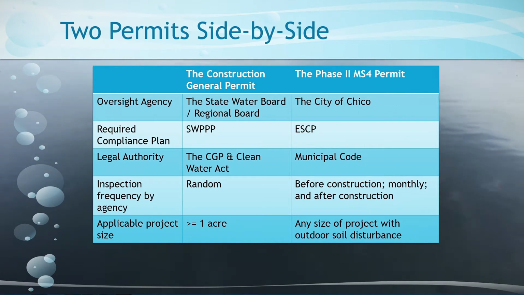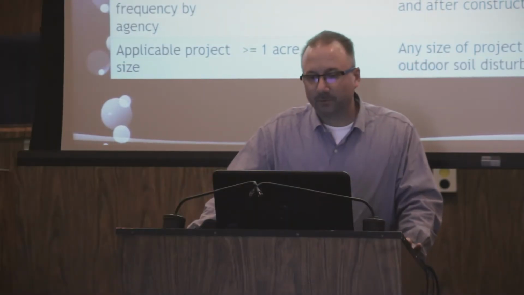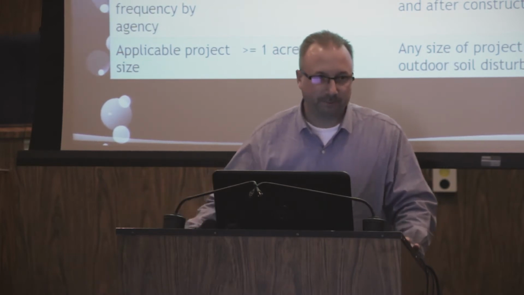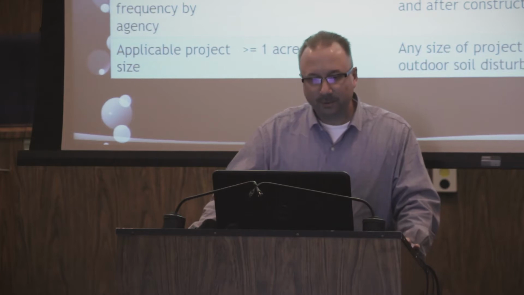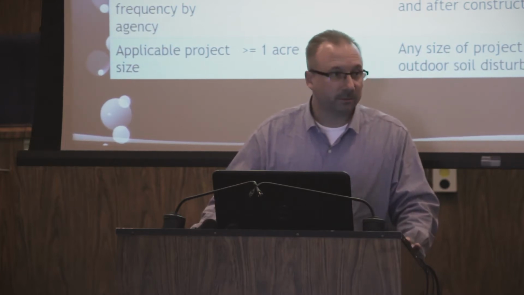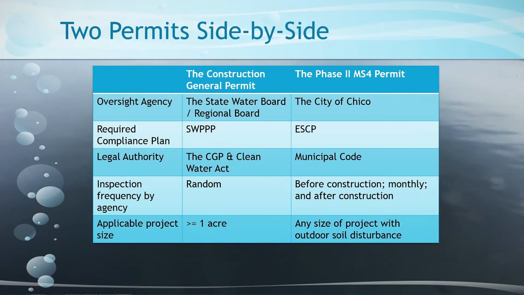So let's do a side-by-side just to kind of keep our thinking clear about this permit. You'll see the first column there is the construction general permit, and this next one is the Phase 2 MS4 permit. So the oversight agency in this case, for the construction general permit for those large projects, would be the State Water Board or the Regional Board. With the Phase 2 MS4 permit, the oversight agency is the City of Chico.